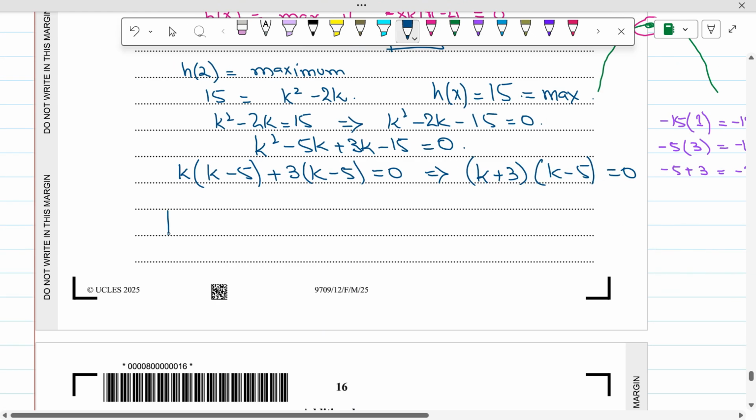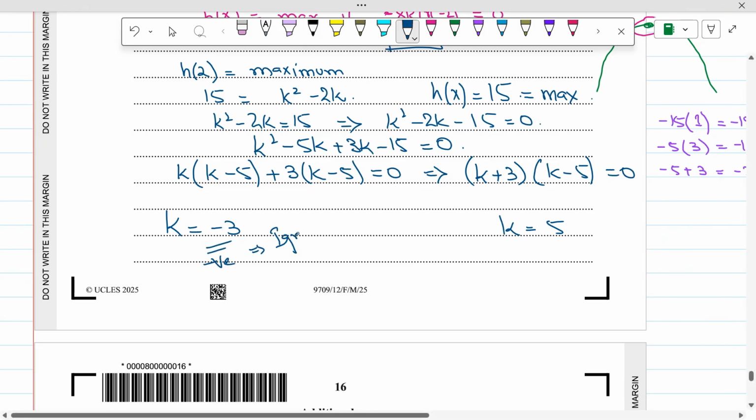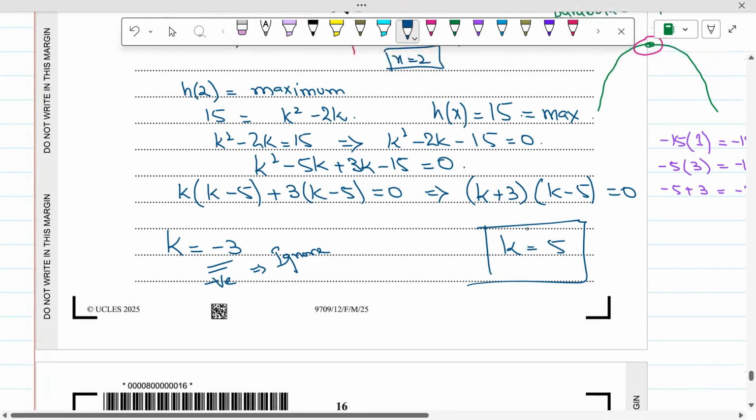Equating each factor, we will have k equals negative 3, and in this case k equals 5. This is a negative value, so we need to ignore it. So k equal to 5 will be the required value of k.